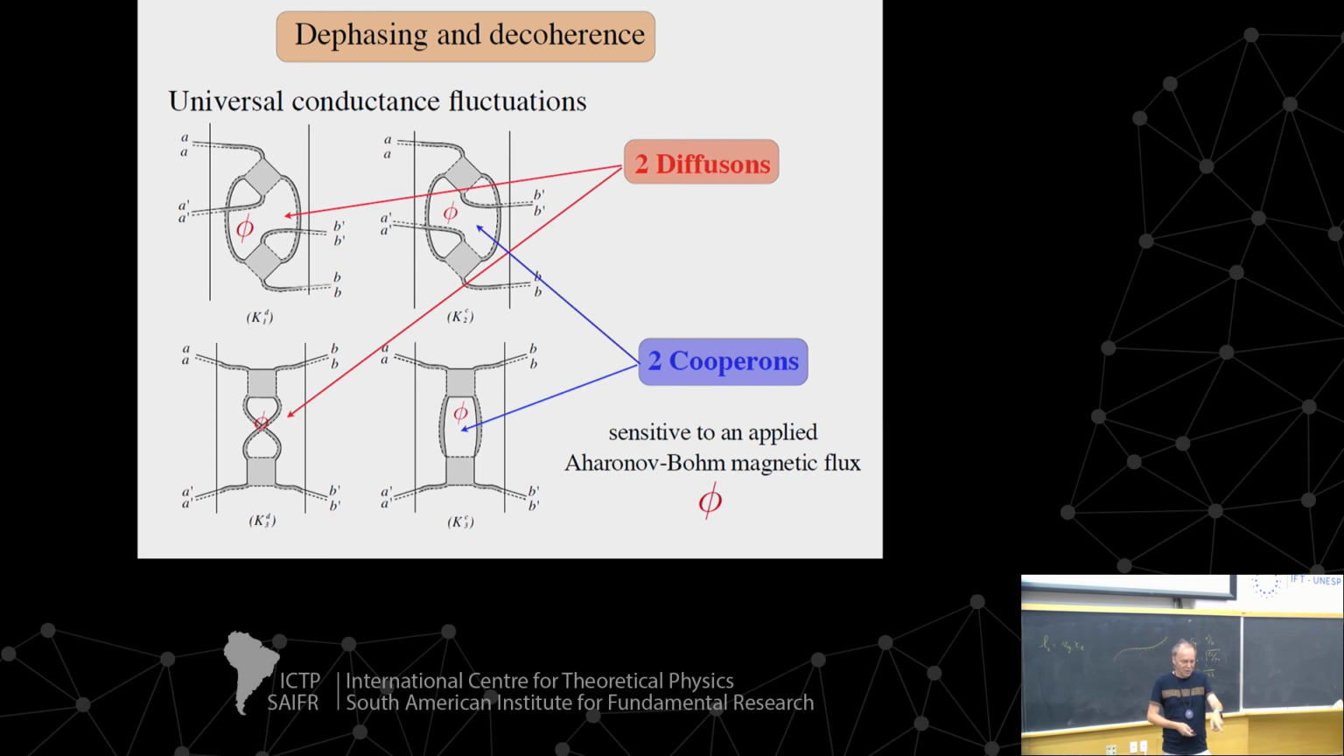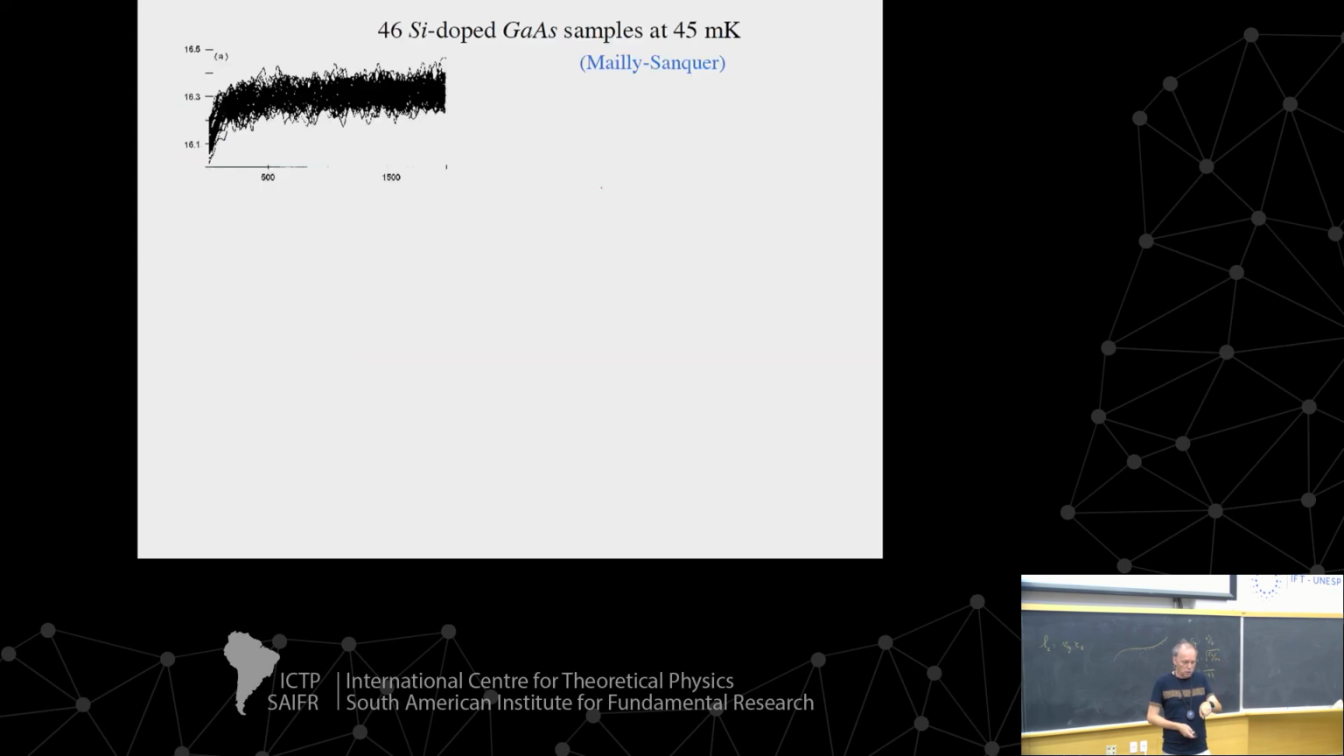So here, first of all, those are the 2 diffusons and those are the 2 Cooperons. If they are 2 and 2, it means that if I apply an Aharonov-Bohm flux and I measure conductance fluctuations, I should see a drop by a factor of 2. And this was the experiment that was realized several years ago in a French group by Dominique Mailly and Marc Sanquer. And what they obtained is that indeed the conductance fluctuations were reduced by a factor of 2.